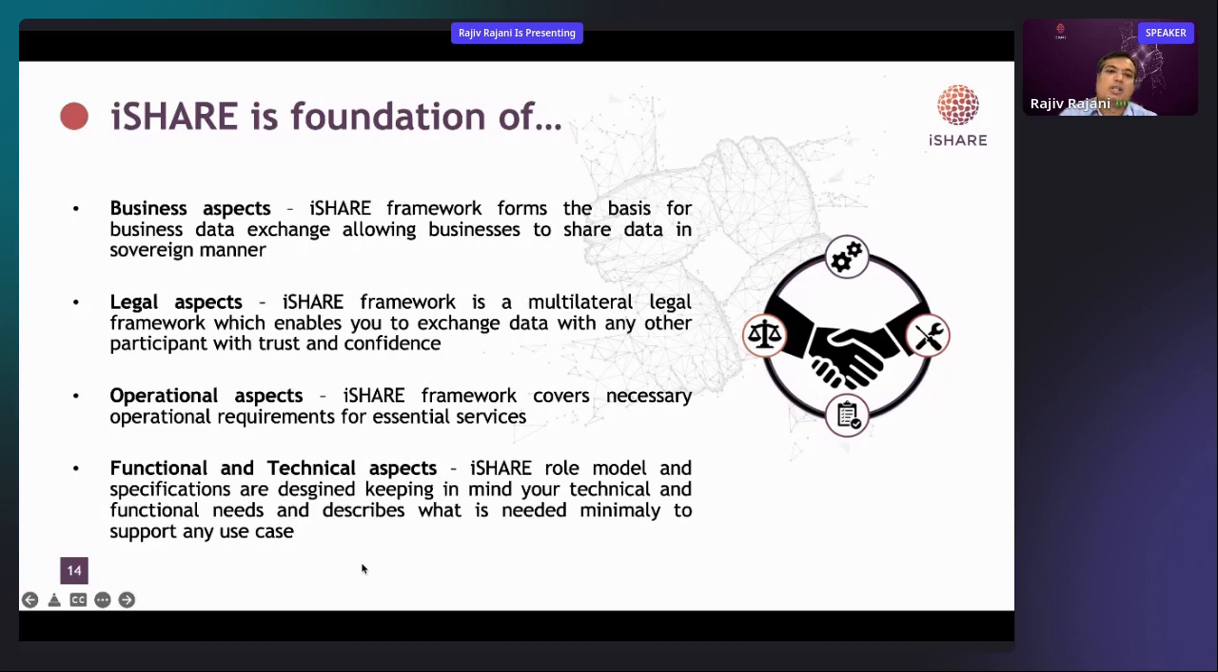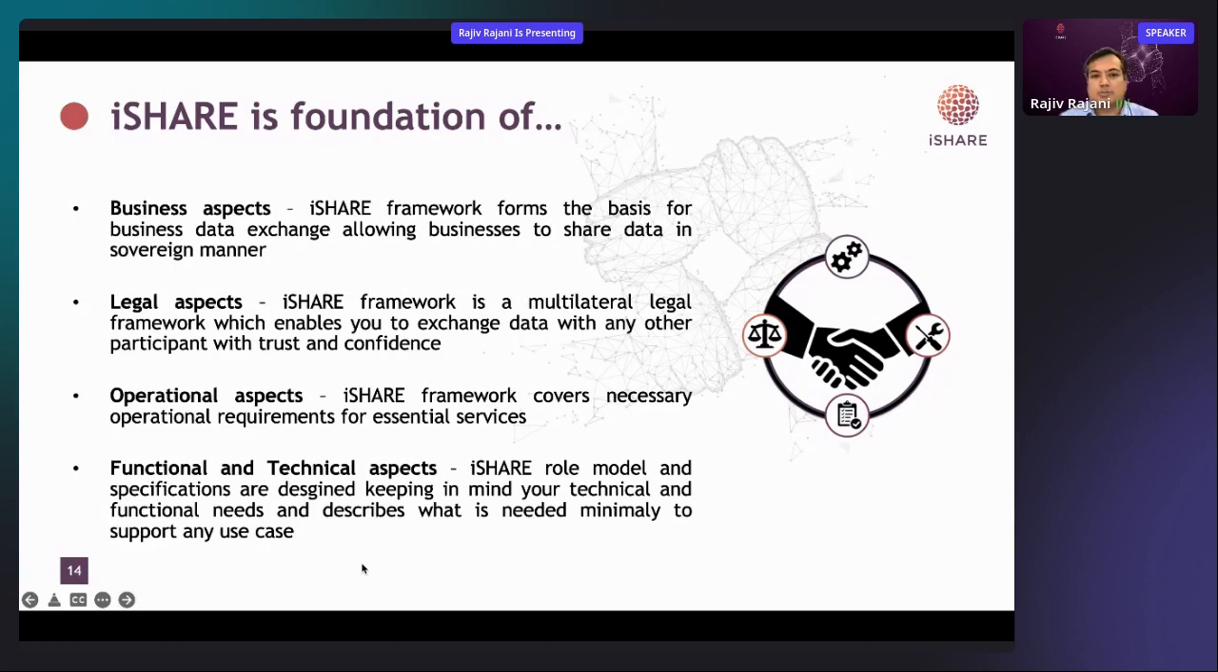Of course, the key aspect is your use case, which is basically your functionality and the technical implementation of that functionality. And iShare, as I said initially, the scope of iShare specification is limited to identification, authentication, authorization. So it does have specifications for that, which are basically based on the open standards, as I mentioned earlier, OAuth 2.0, OpenID Connect, PKI infrastructure, and whatnot. These specifications are designed such that they are the basis which covers you on the legal aspects, on the operational aspects, and on the business aspects, right?